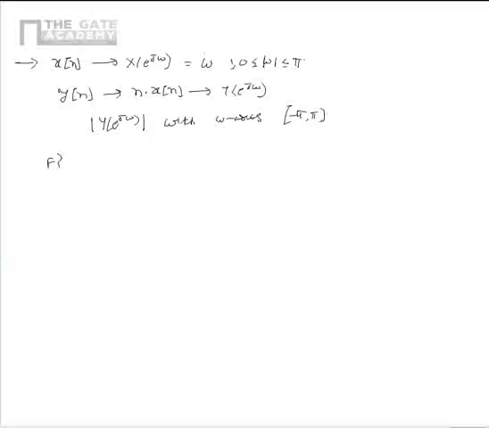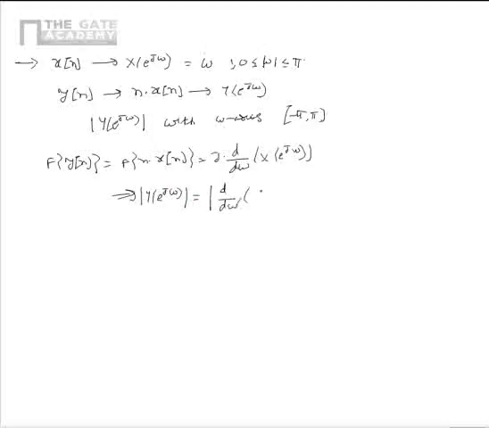We know that the Fourier transform of y of n can be written as the Fourier transform of n into x of n, which is equal to j into d by d omega of X of e power j omega. From this, we can write that the magnitude of Y of e power j omega is equal to the magnitude of d by d omega of X of e power j omega.